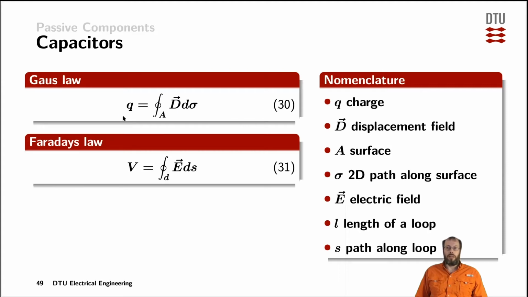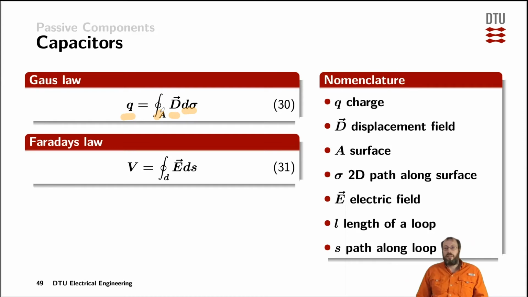Going back to the laws of physics, we can have a look at Gauss' law, which describes the charges and their relation to the displacement field, which is a closed loop integral over a surface path, two-dimensional geometry here, along a closed surface, which is A. That means all the charges tunneling through a defined area A.